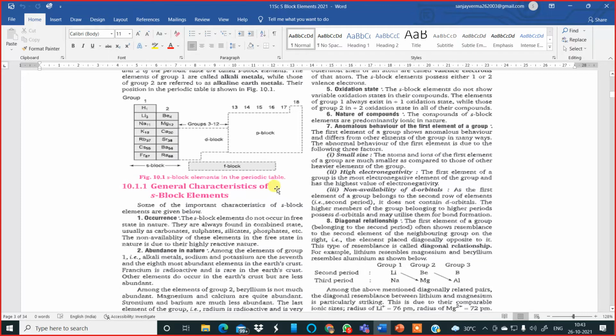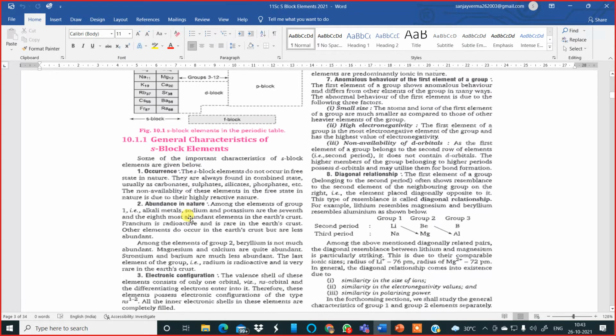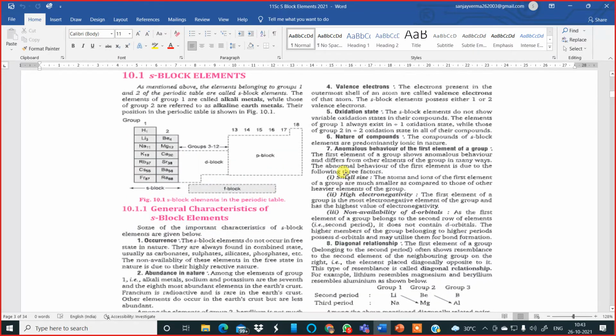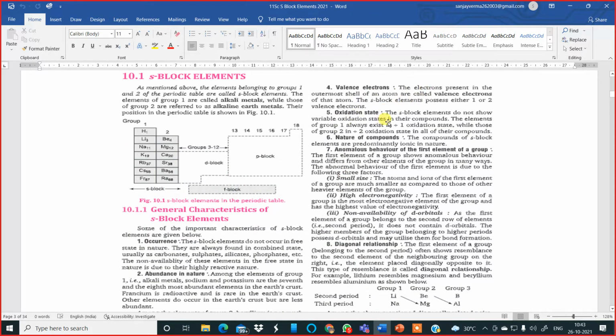The general characteristics of S block elements I also discussed in the previous class with regard to abundance in nature, occurrence, valence electrons, oxidation state, plus one and plus two, nature of compounds. You should note that the compounds of S block elements are predominantly ionic in nature. This is what I have told you in the previous class. Now, number 7 is quite important.